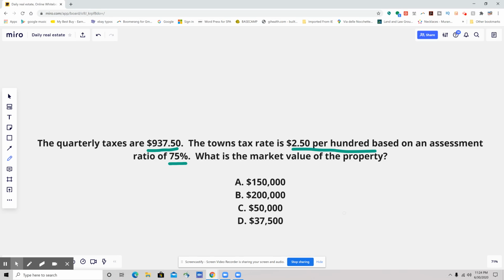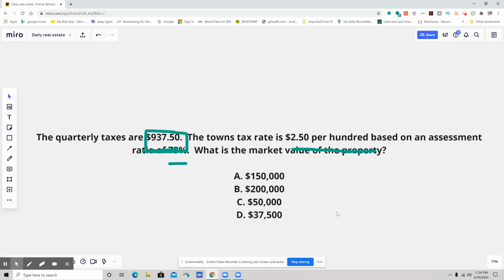I want to first figure out what my first step is. What are they asking me? They're asking me for the market value of the property, so I'm going to have to work backwards off of what I know here. The very first step is I'm going to take these taxes and turn them into an annual rate. So let's take a look and see what we do.